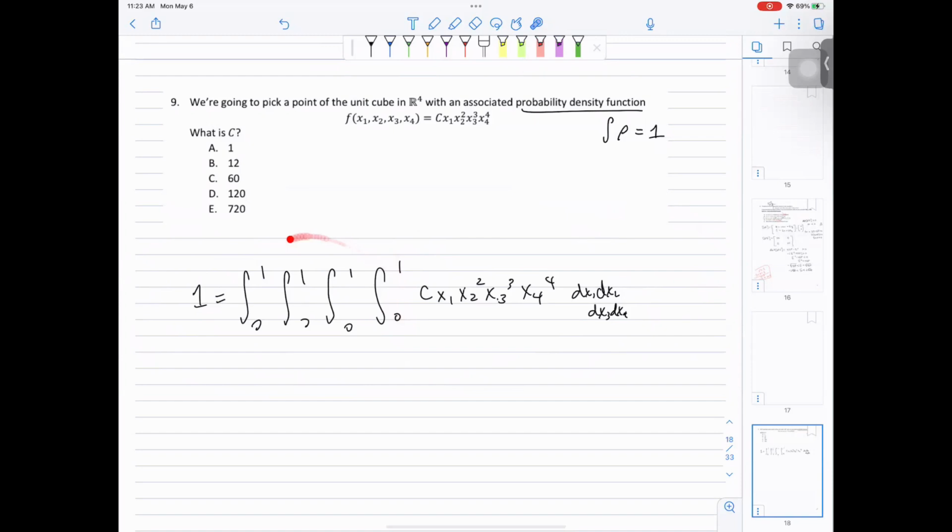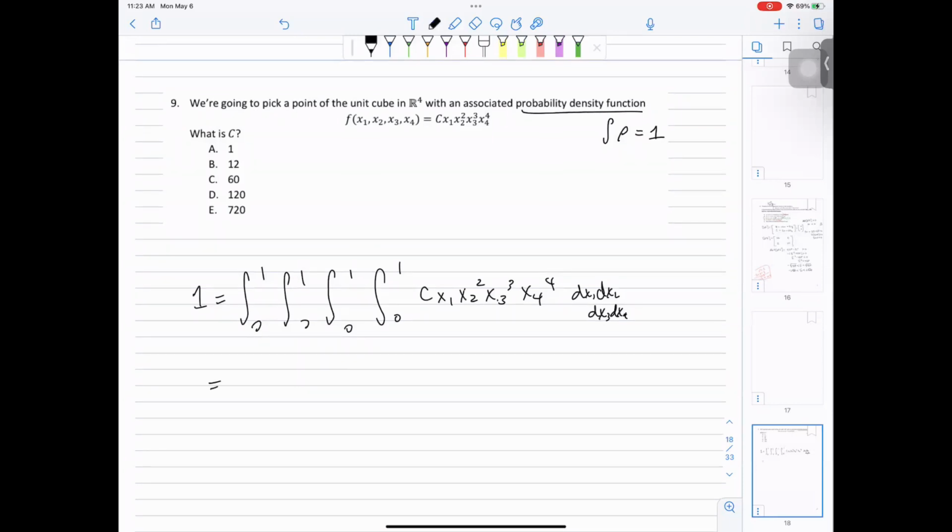All my bounds, I have a rectangular, or specifically a cube region. All my bounds are numbers. This expression, I can write separately as some expression with only x1s times some expression with only x2s, some expression with only x3s, some expression with only x4s. Because everything's very separate, we're allowed to take them out separately and multiply them individually. So this is C, 0 to 1 of everything with x1s, everything with x2s, everything with x3s, and everything with x4s.